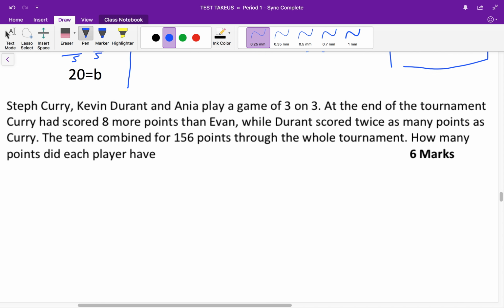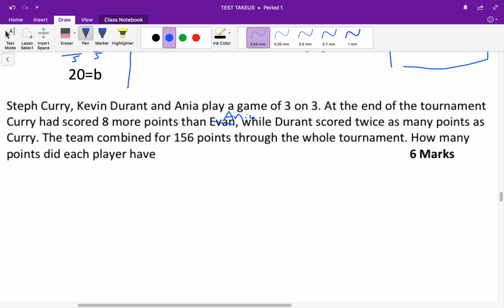So here we go. We have, let's change this first to Anya. So Steph Curry, Kevin Durant, and Anya play a game of 3-on-3. At the end of the tournament, Curry has scored 8 more points than Anya, while Durant has twice as many points as Curry.